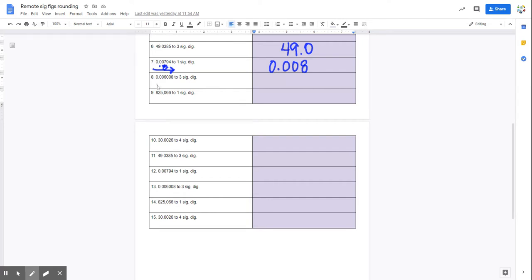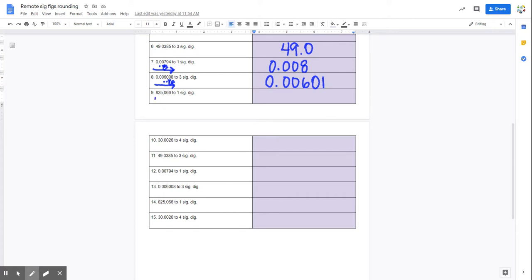Okay? Number 8. Go to our third sig fig. So the 6 is our first, and we have the first 0 and the second 0. The second 0 is our third significant figure. When we look behind it, we have an 8. So it's going to increase that 0. Same thing, we need to include these placeholder zeros. So it's 0.0060, and that last 0, that is our third significant figure, needs to be a 1. Okay?